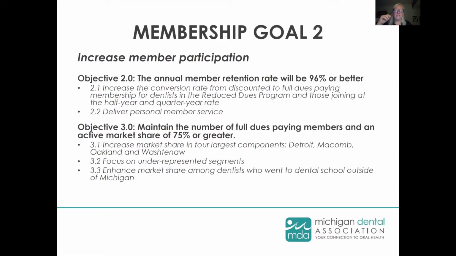We also are focusing on underrepresented segments and looking at people who went to dental school outside of Michigan as a key target market. In addition, of course, there are 4 large components that have the largest number of non-members, and we focus a great deal of attention there as well.